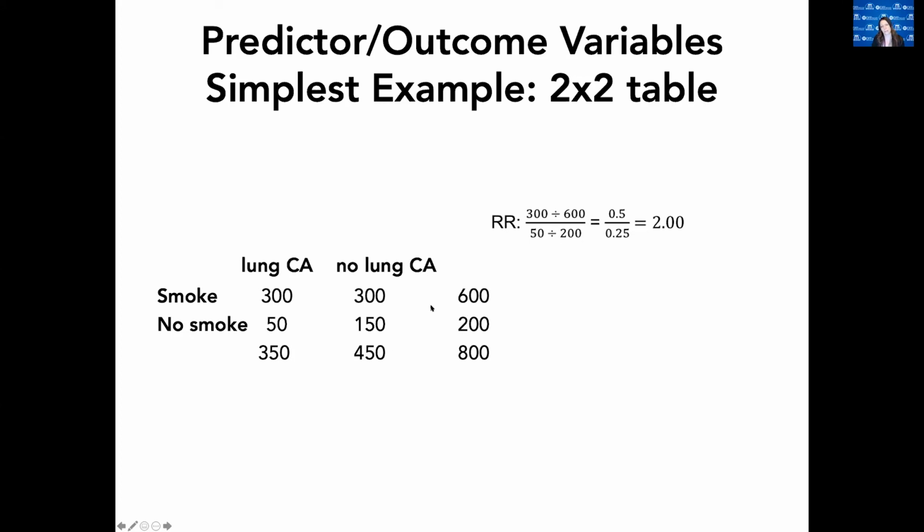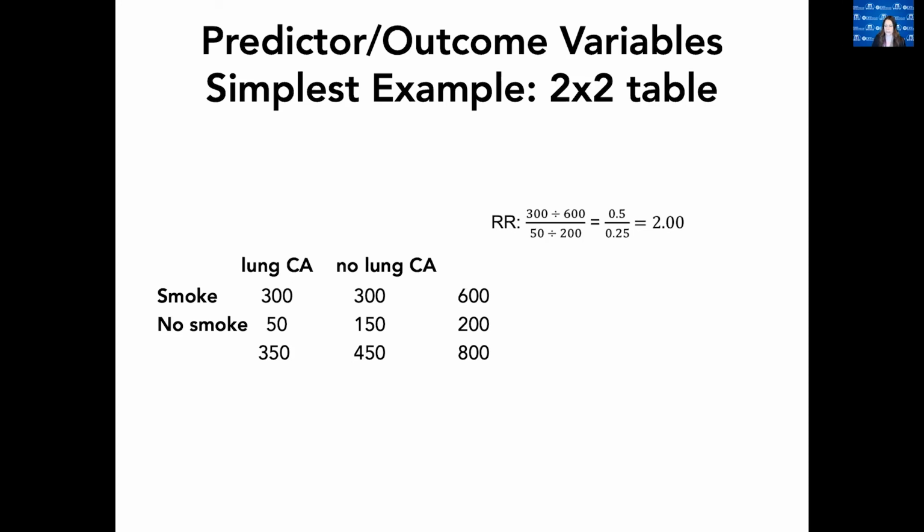So for this example, we would look at the incidence of lung cancer out of all of the people who are smokers over the incidence of lung cancer over all the people who are non-smokers and take the ratio of those two. And in this example, we see an increased risk, a twofold higher risk among smokers compared to non-smokers.